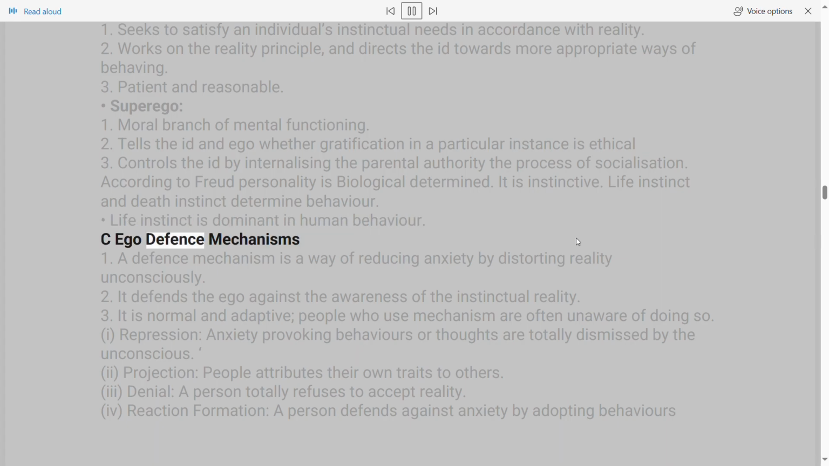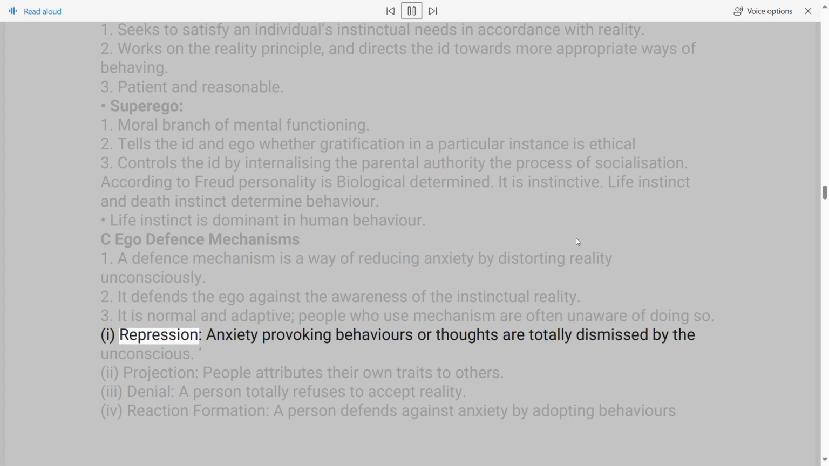Ego defense mechanisms: 1. A defense mechanism is a way of reducing anxiety by distorting reality unconsciously. 2. It defends the ego against the awareness of the instinctual reality. 3. It is normal and adaptive. People who use these mechanisms are often unaware of doing so.